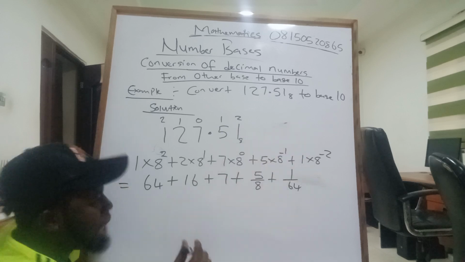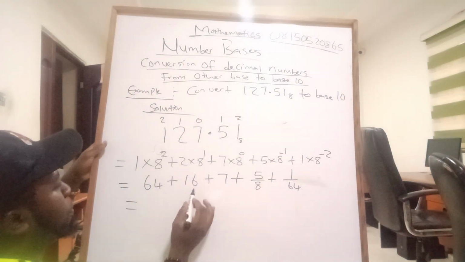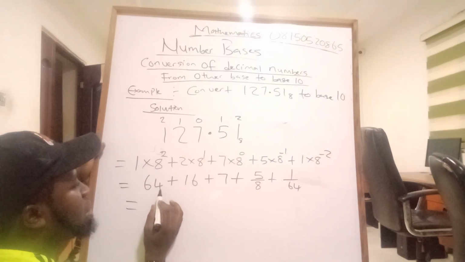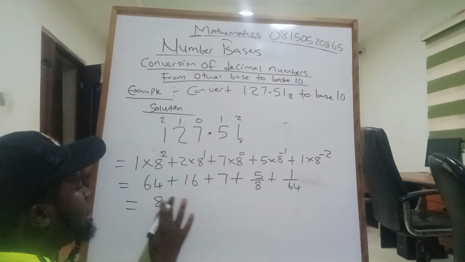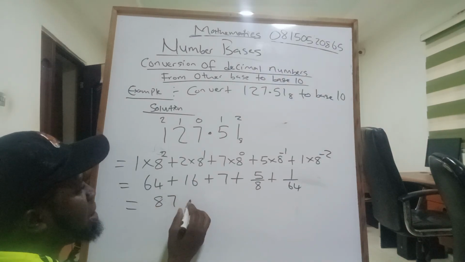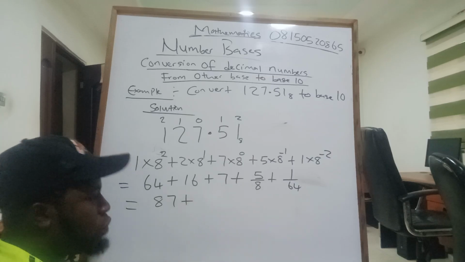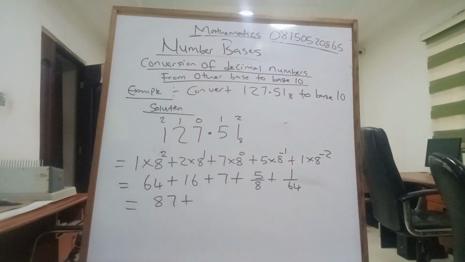So moving further, let's see what the sum of the whole numbers will give us. 64 plus 16: 6 and 1 is 7, 6 and 4 is 10, this will give you 80. Plus 7, that would be 87. So we have 87. Then plus 5/8, you have to know what decimal that will give you.